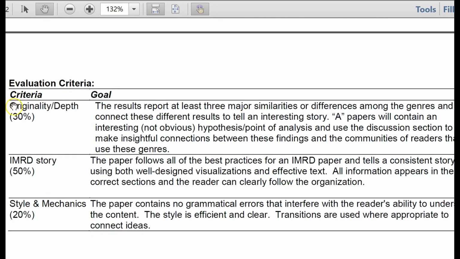And finally, I want to direct your attention to the evaluation criteria. That 30% is on originality and depth. So we want to see an interesting point of analysis, something unexpected or insightful about what you find in the differences among these articles, or the connections, the conclusions that maybe you can make about the people who read them, the discourse community or community of readers that use these different genres.